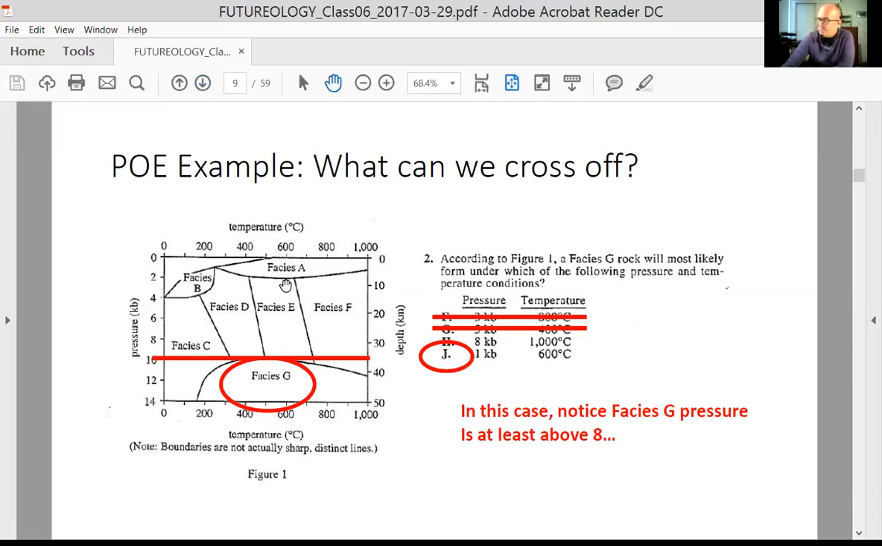That to me is using the POE process. Whenever we can, we try to mark something and then immediately go to the answers and see what we can cross off. The idea is not to try to process everything at once. If you try to process everything at once, it's like a juggler trying to juggle 10 different things. You're going to have a really difficult time.